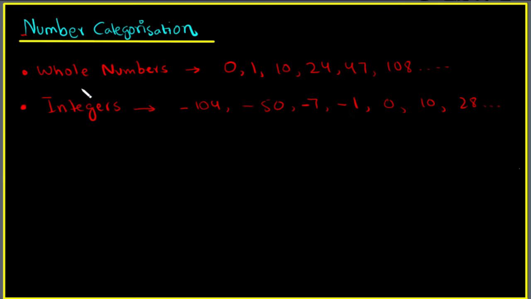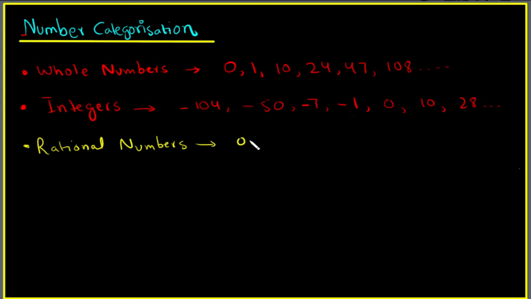Right, so now that we know what whole numbers and integers are, let's talk about the next thing, which is rational numbers. Right, so what are rational numbers? Well, I assume you would have thought that these are not the only numbers that we use in our everyday life.